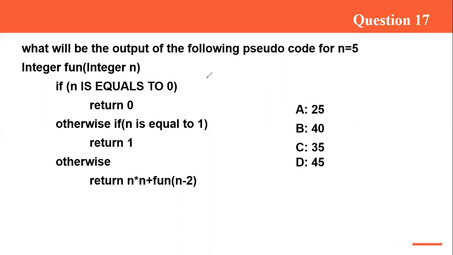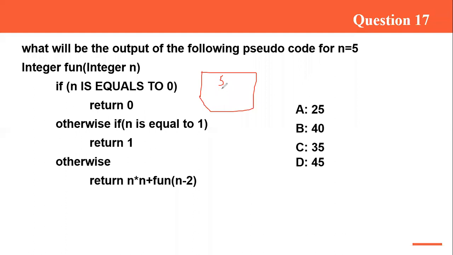First, we are calling the function with 5. That is the main function call. In that, we are calling the function with 5. In that, you can check the condition. 5 equal to 0, false. 5 equal to 1, false. So it will go to the else part. It is like if, else if, else. So it will come to the last one.